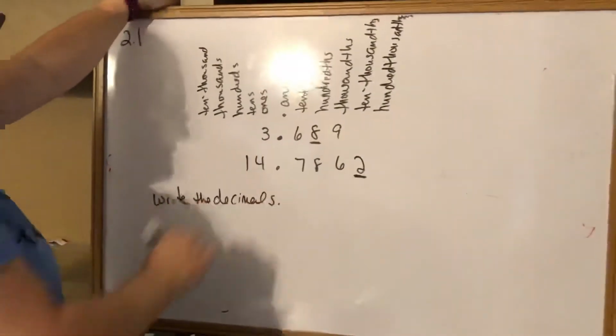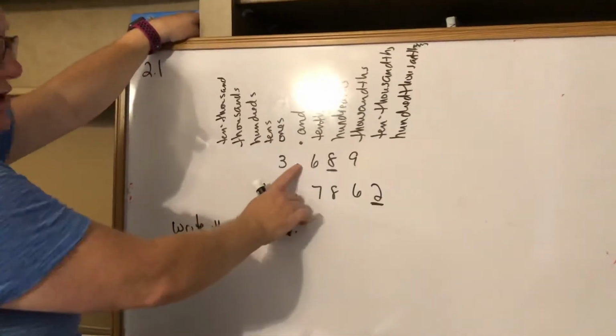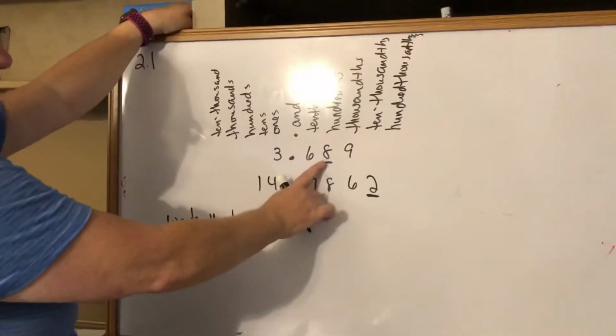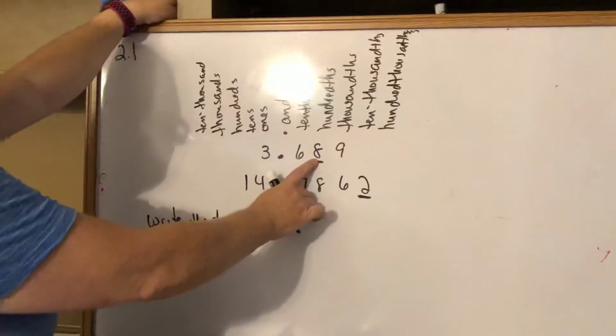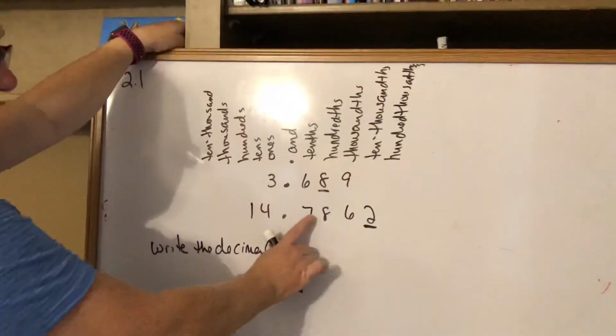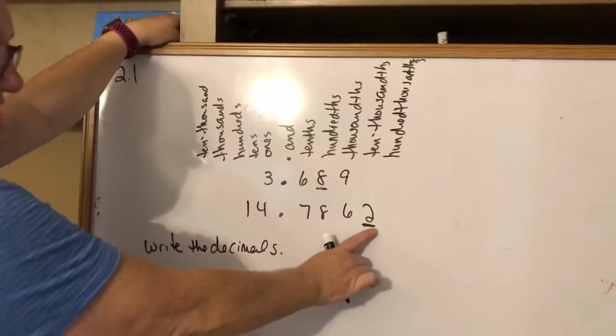On Connect Math, they might ask you, as they have an underline here, what place value that 8 is in. You would start with the decimal: tenths, hundredths. So this would be 8 hundredths is this place value. This one over here is in the tenths, hundredths, thousandths, 10,000ths.